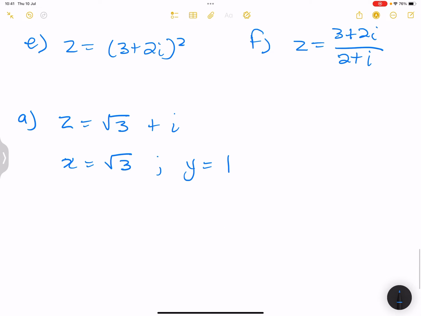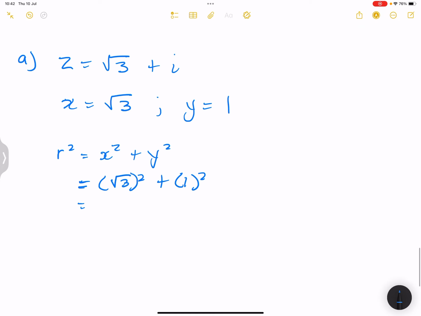All right, so how do I get the modulus first? To get the modulus, I'll simply say r squared is equal to x squared plus y squared. And this will be equal to square root of 3 squared plus 1, that would be 3 plus 1. And so r will be equal to the square root of 4. 3 plus 1 gives us 4. And so square root of 4 is equal to 2.